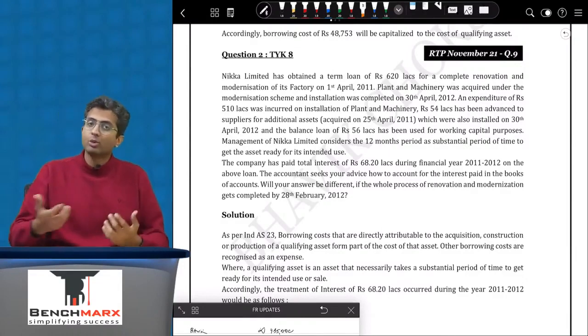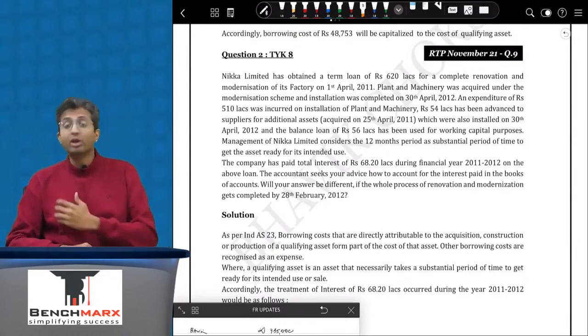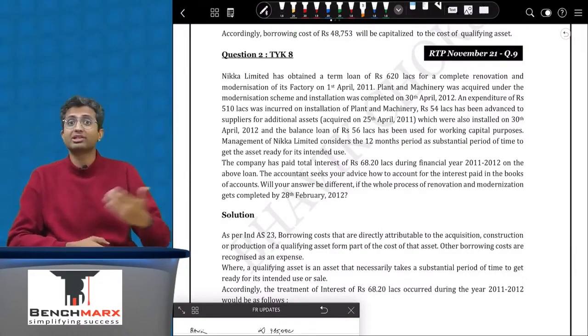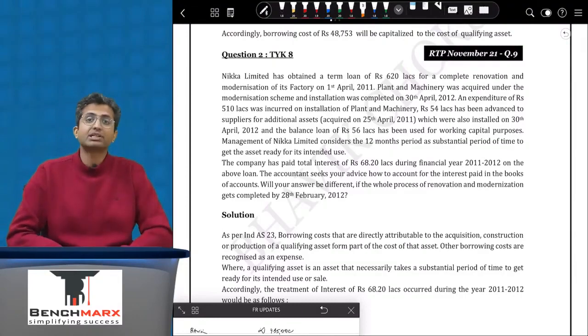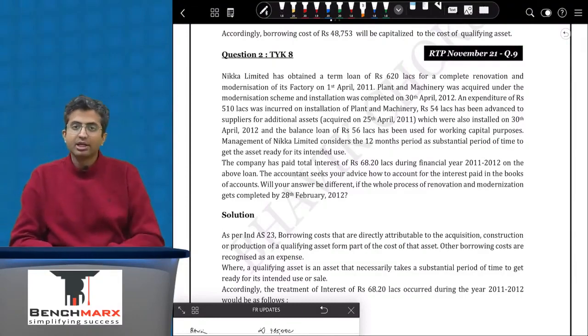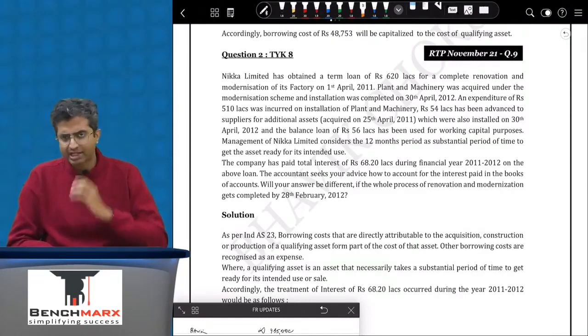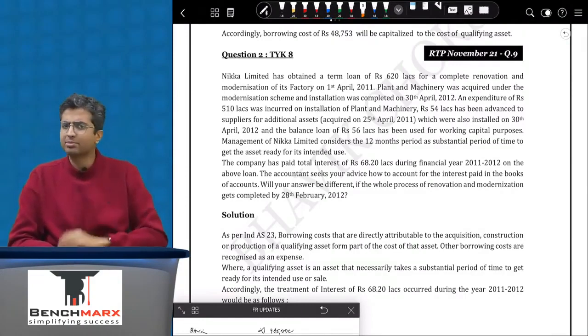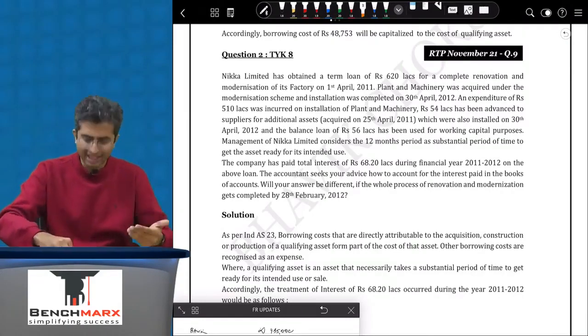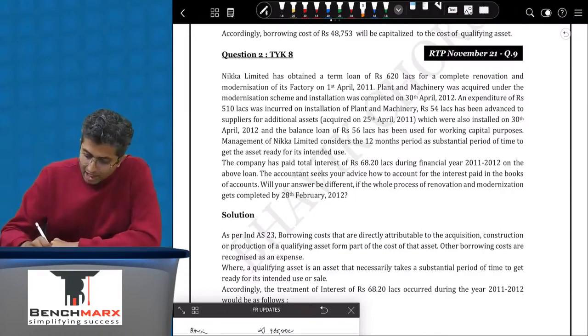Okay, so can renovation also be considered to be qualifying? Well, yes, if the renovation takes a substantial period of time. If it takes a substantial period of time, then even that is considered to be qualifying. And substantial period of time, unless otherwise given, is a period of 12 months. Okay, so considering that, we will read this question.